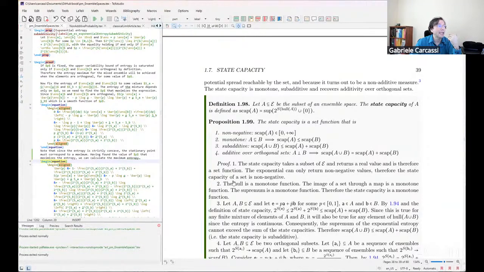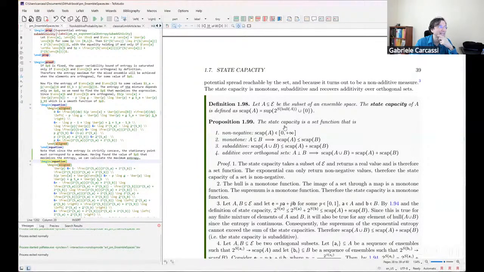The state capacity takes a subset of E and returns a real value and is therefore a set function. And the exponential of the entropy can only return non-negative values. Therefore, the state capacity is a set of non-negative value. And again, if you think of the Liouville measure, you take volumes of phase space. Well, volume from a space can be from 0 to infinity. If you take the whole thing it is infinity, if you take the empty set it is 0. There cannot be a region with negative amounts of state, and so we get that.